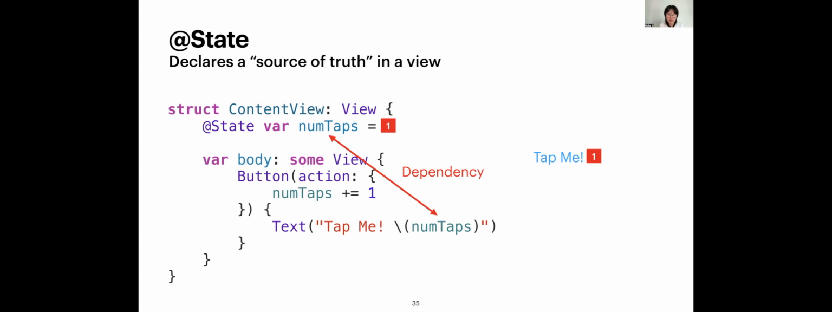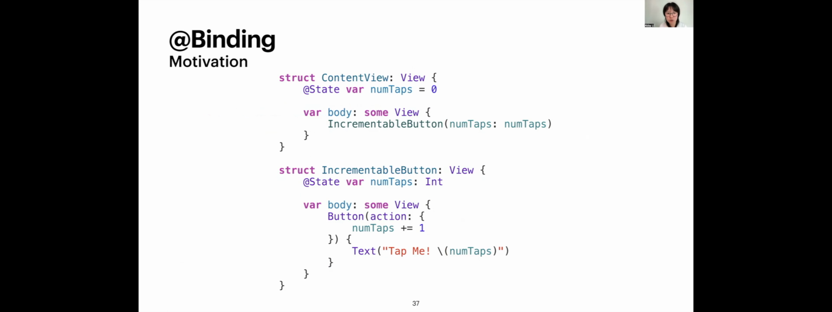This dependency relationship is the core of SwiftUI's data flow. So tap again, numTaps becomes 2. The button re-renders to "Tap me 2", and so on. The key concept here is that @State creates a source of truth, the single location where that piece of data lives. Now, what if we want to extract our button to its own reusable view?